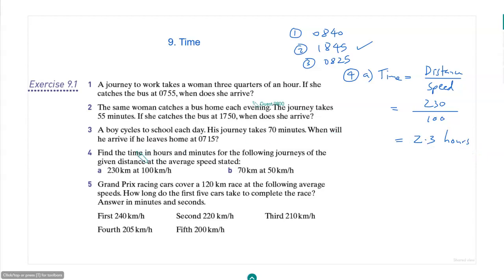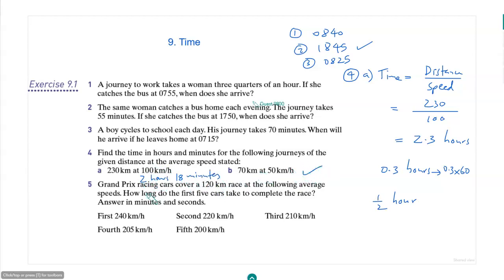Yes. But you have been asked to find the time in hours and minutes. So this 0.3 hours is how many minutes? How will you convert hours to minutes? You multiply by 60, right? So it is 0.3 into 60, not 3 into 60. 18 minutes. So your answer will be 2 hours and 18 minutes. Yes. Similarly, you can do this one.